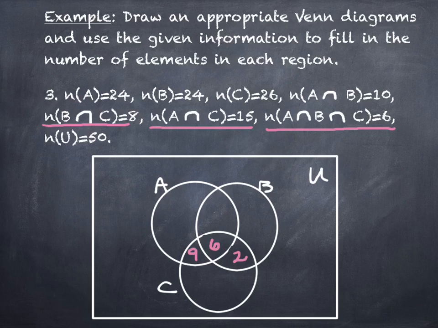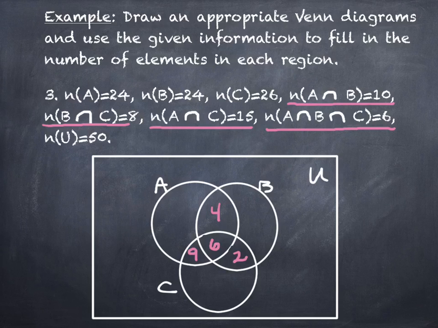Okay, the last intersection is A and B, which would be the top and the middle, and it includes, again, the 6, plus something else to make up 10, which means I'm missing 4 of them that go in the middle. Once I have those intersection pieces found, I can find the outer pieces of A, B, and C.